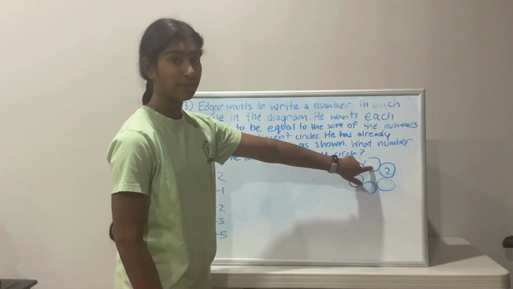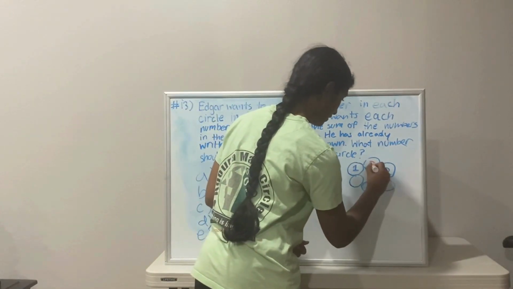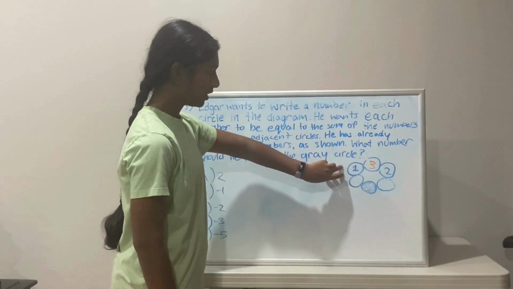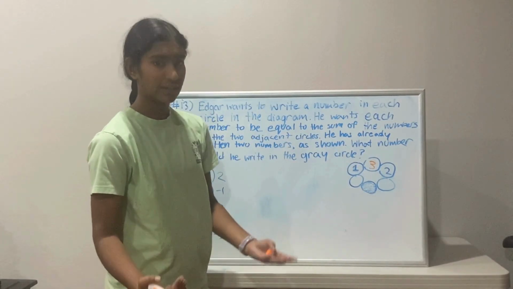So the value in this circle is going to be the sum of 1 and 2, which is 3. And then 1 is the sum of 3 and something else, which would be negative 2.